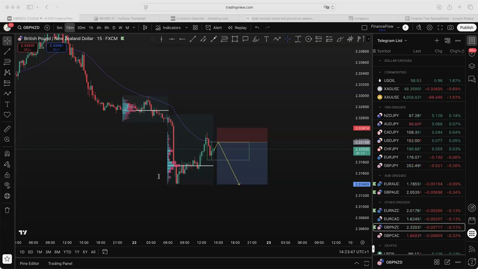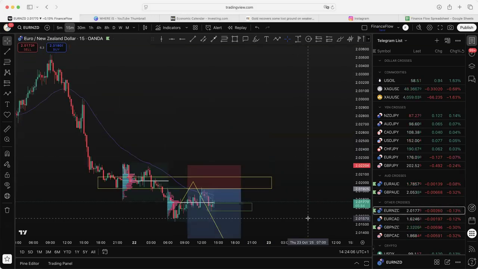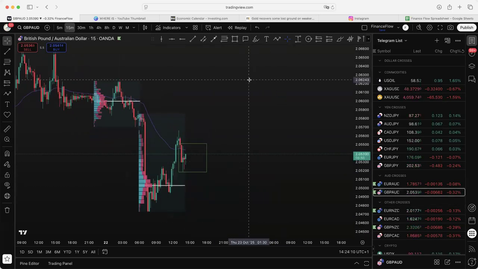Right, what was this? GBP NZD. Here we go. We'll have a look into gold as well because I do quite like where that is heading. Then we've got Euro NZD. I'm going to hold off on that one. I don't like that one as much.